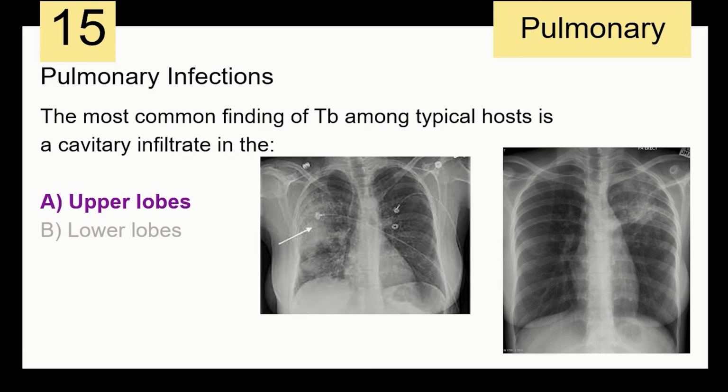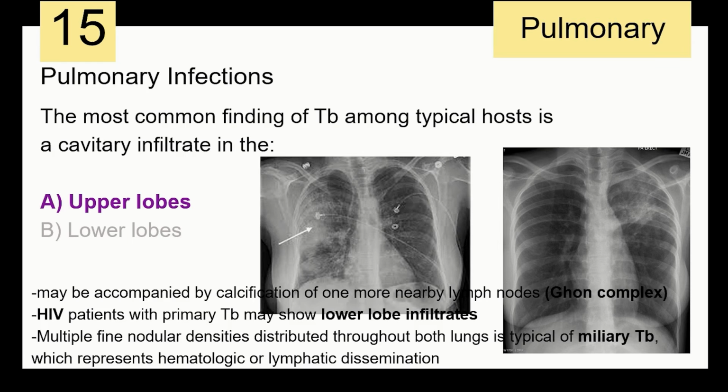And here we see another image of TB in the upper lobe. We see a cavitary lesion, which is basically a walled-off portion with infectious material inside. Now, if it gets really infectious, it could be called empyema, but this is the cavitary lesion. Now, TB in the upper lobe is usually associated with the latent infection. And if you take a look over here on the bottom, HIV patients are the ones with primary TB who may show lower lobe infiltrates. And if we see it all over the place, that's miliary TB. That represents hematologic or lymphatic dissemination.